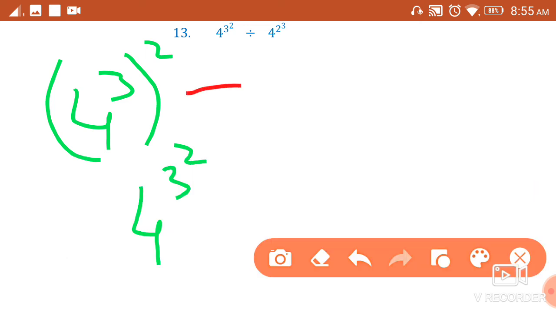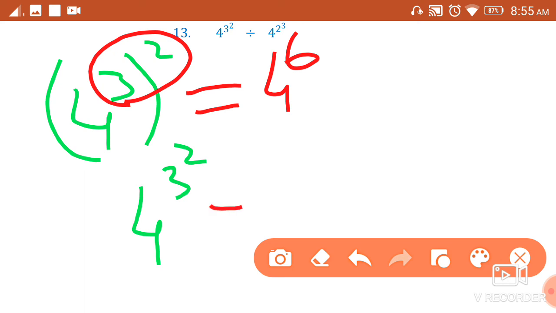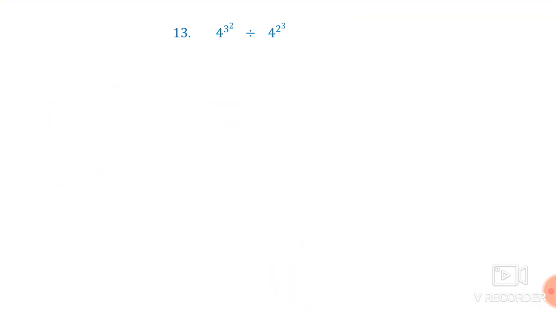When solving this, the exponents will be multiplied with each other because the law of exponent is applied here. We have exponent over an exponent, so it will become 4 and 3 twos are 6. When solving the other, it is not exponent over an exponent. The exponent is 3 square, and we know that 3 square is equal to 9. So when solving 4 cube exponent 2, it will be 4 exponent 6. When solving 4 exponent 3 square, it will be 4 exponent 9.